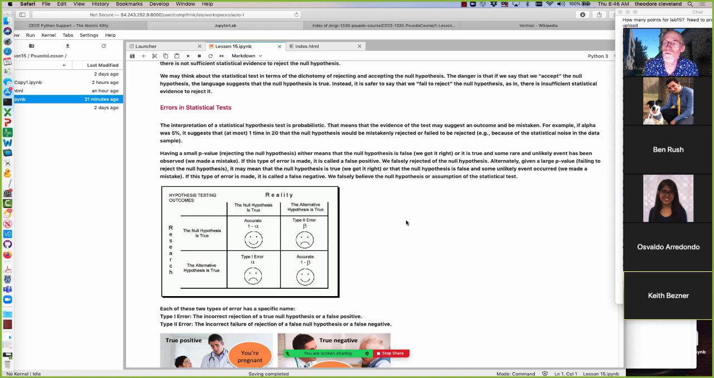So when we conclude that the evidence supports the null hypothesis, and in fact that's not true, that's called a false positive. If we falsely rejected the null hypothesis. Alternatively, if the null hypothesis is true and we concluded it's false, that would be a false negative.